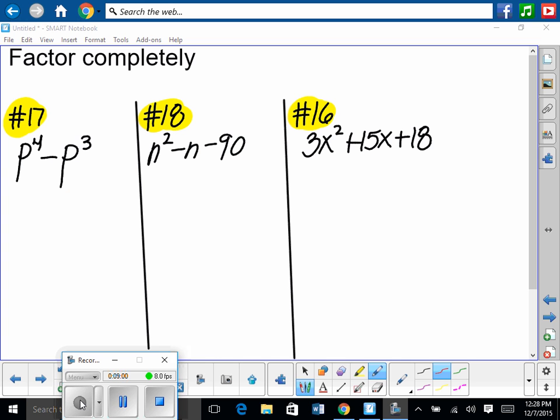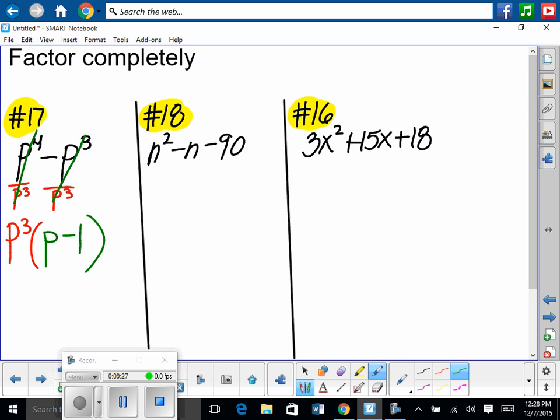Okay, factor completely. So with factoring, remember, we always check in the very beginning, is there something in common we can pull out? In fact, I want the greatest thing in common to be pulled out. So in number 17, I have 2 terms. The greatest thing in common is each term has at least a p cubed. So I'm going to write what's left in the parentheses after I took out that p cubed. So p to the 4th divided by p cubed is just a p. And then negative p cubed divided by p cubed is negative 1. So then from there, that doesn't factor further, that doesn't factor further. So that would be our final answer.